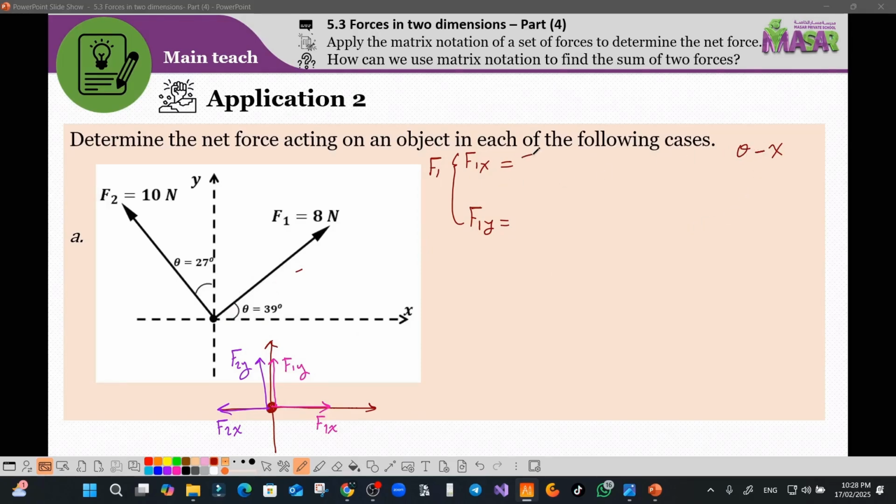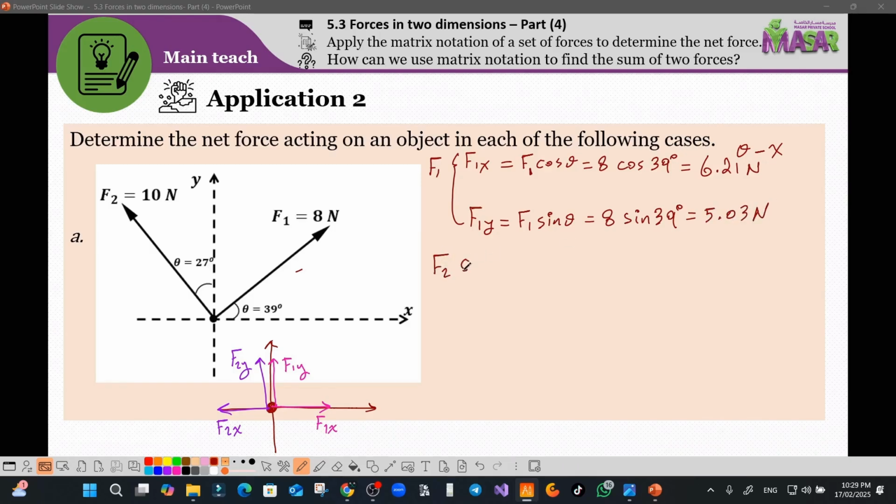On the x side, we apply F cosine theta for the x component. And what about for the Fy? We will apply directly F1 sine theta. Now for F1 cosine theta, the F1 is given by 8 cosine the angle, and the angle is 39 degrees. And here again it's 8, but this time we're going to apply the sine 39 degrees. So this is 6.21 Newton, and for this one, 5.03 Newton.